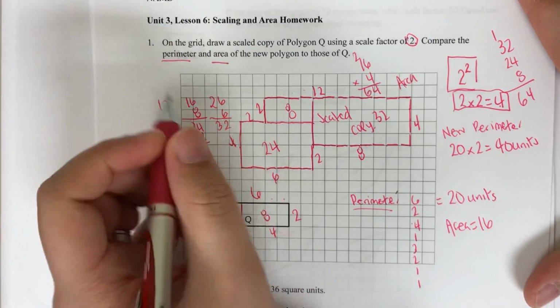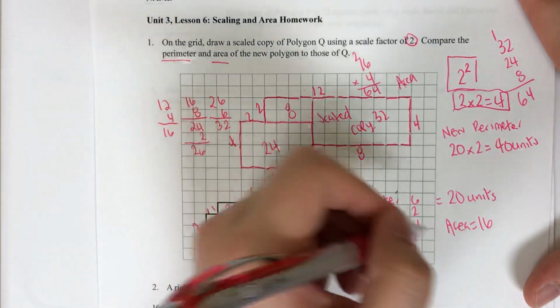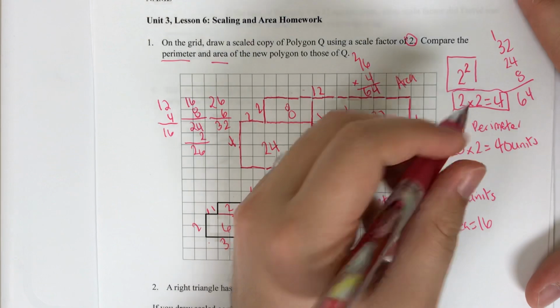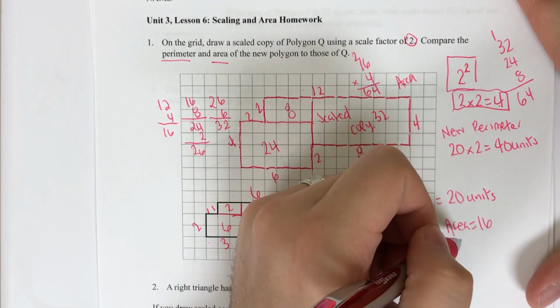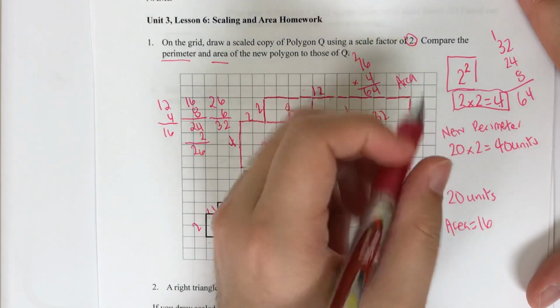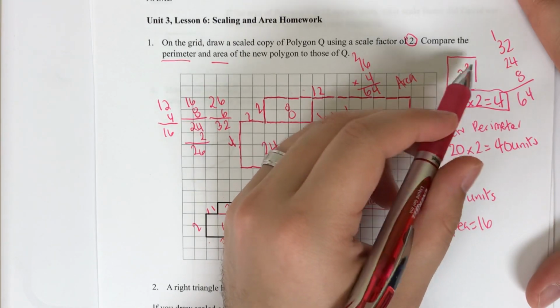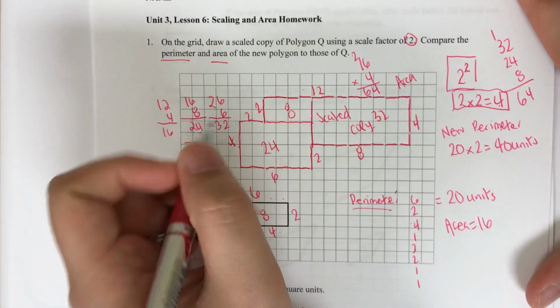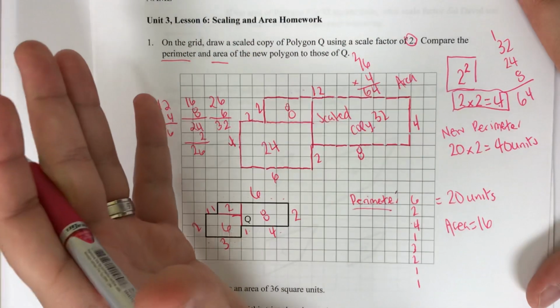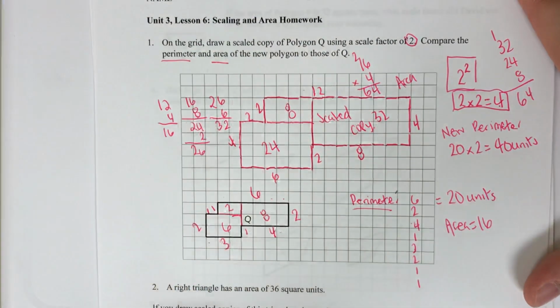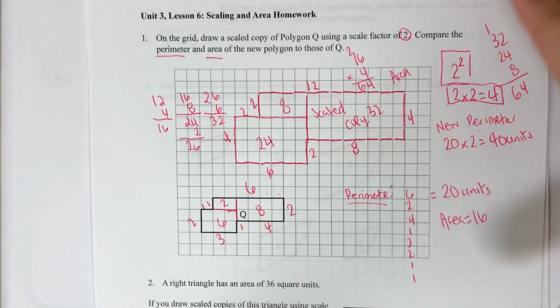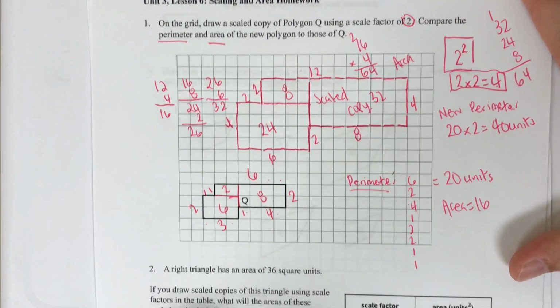And then from there, we're going to take the area, and we know that the area is multiplied by the square of the scale factor. So it's multiplied by the scale factor times itself, and that will give you the new area of the figure. So that is one big idea that we're learning in this unit.